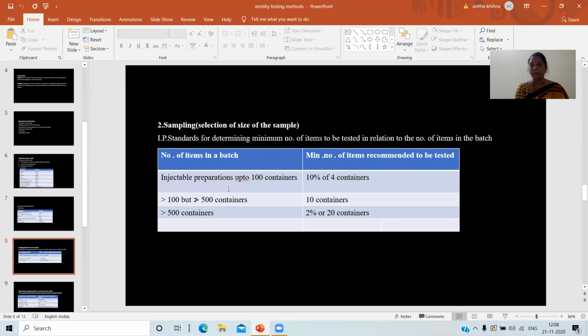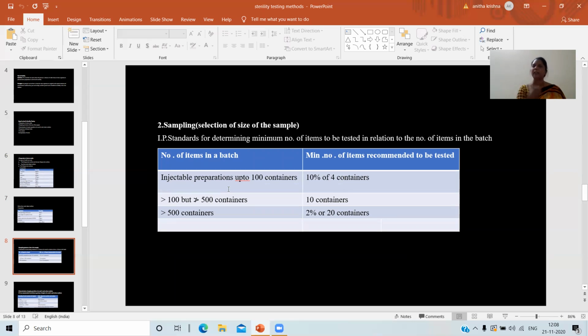When you're preparing or manufacturing a product, you will not manufacture it in ones or twos. You will be preparing it in a lot, right? Either they contain hundreds or thousands. Depending upon the kind of product and the type of formulation, the batch size increases and decreases. But generally, a batch contains a group of a number of items of that particular product.